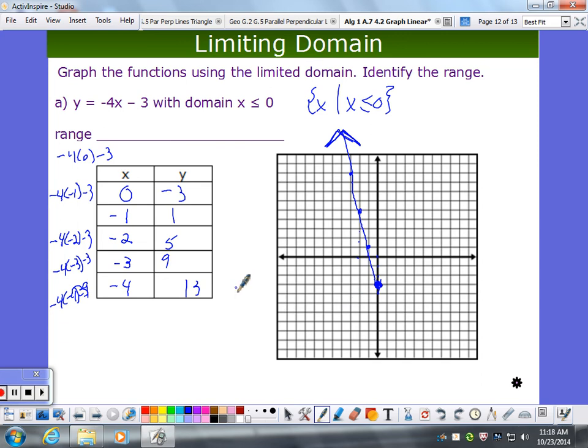So now can I figure out what my range is? The range of this guy. So where are all my y's? Nothing, nothing, nothing. Oh, here's some y's. So what kind of inequality can I write to describe this range? What's this value right here? That's negative 3, right? So what can I say about my y's?